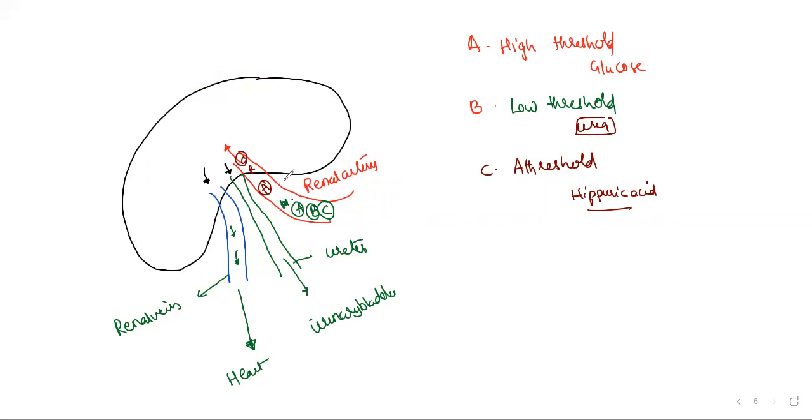Where should A go? A should go in this way because we want it, meaning it should come out through the renal vein. And C should go in this way because we have to eliminate them. That's why C should go. B, we can say a little here and a little there, meaning B, a little in the ureter and a little in the renal vein. So here it is renal vein only. Here it is only ureter. That is an interesting thing here.